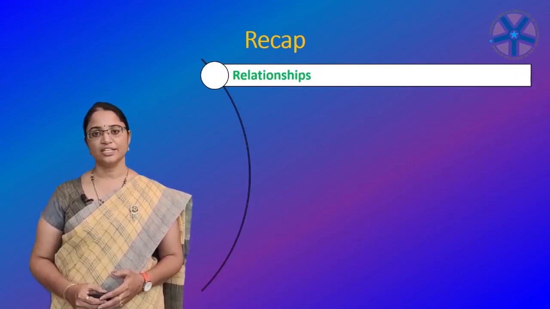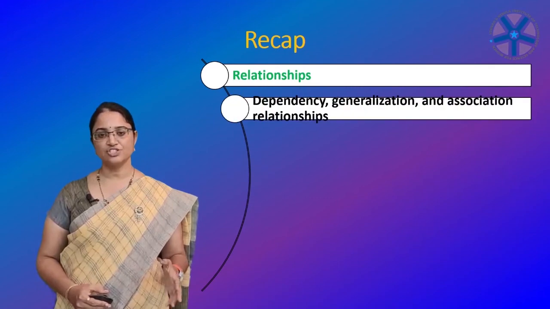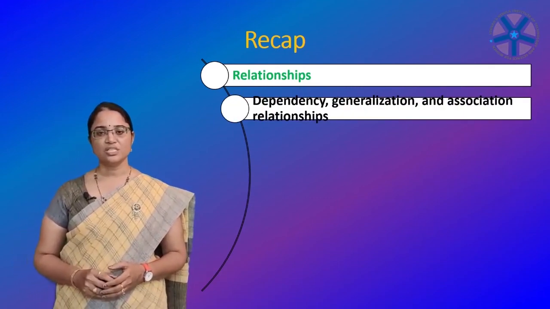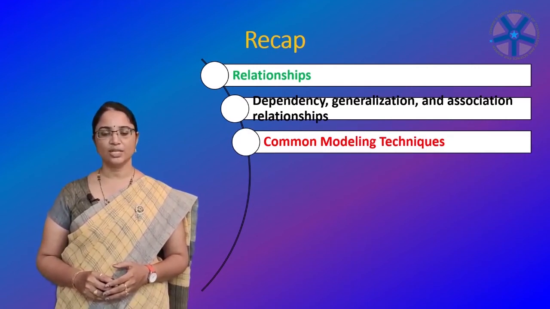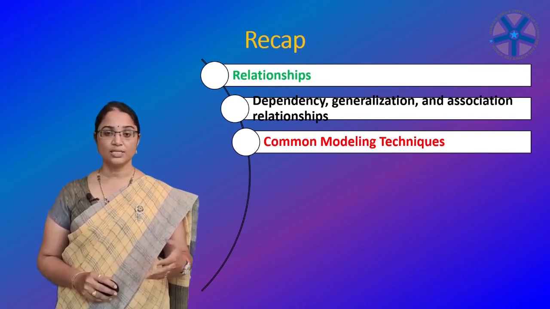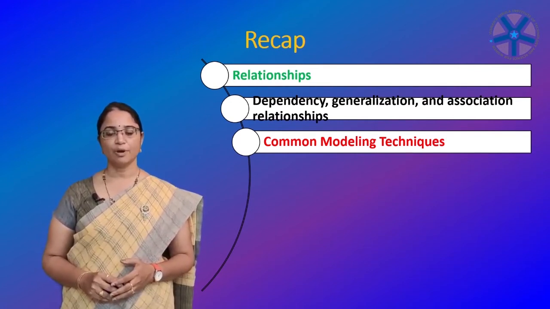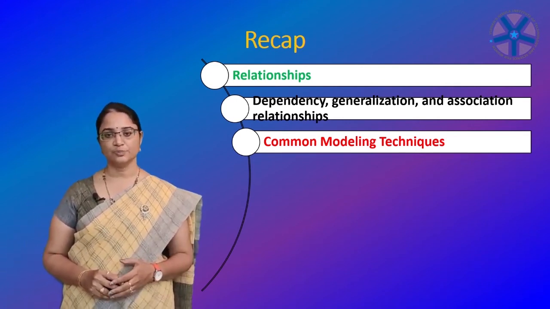Next we have seen the relationships. In the relationships we have discussed the dependency, generalization and association relationships. And we have seen the common modeling techniques. In the common modeling techniques we have seen modeling simple dependencies, modeling single inheritance, modeling structural relationships and creating a web of relationships. This is what we have discussed in the relationships chapter.